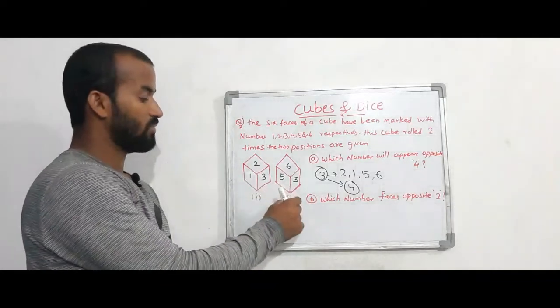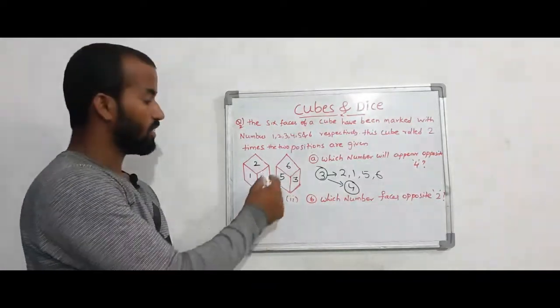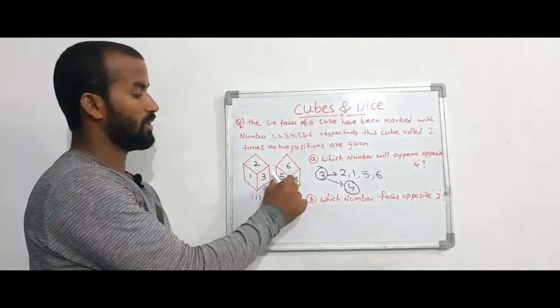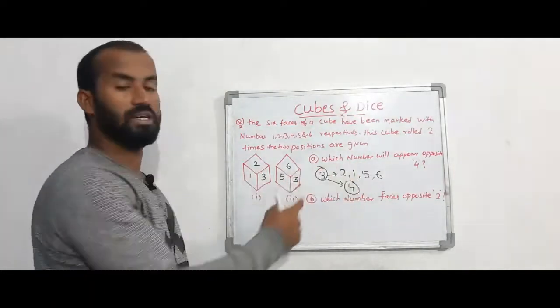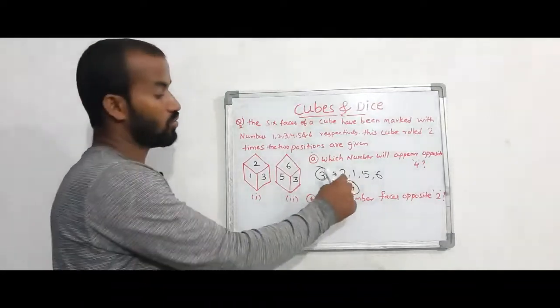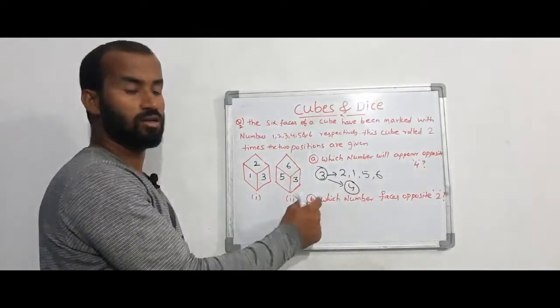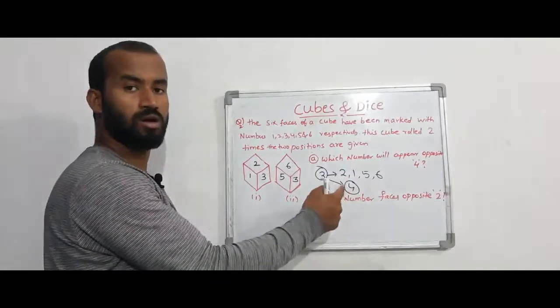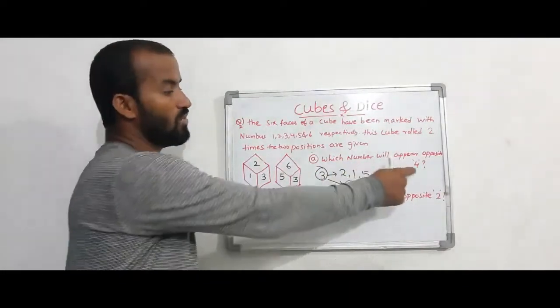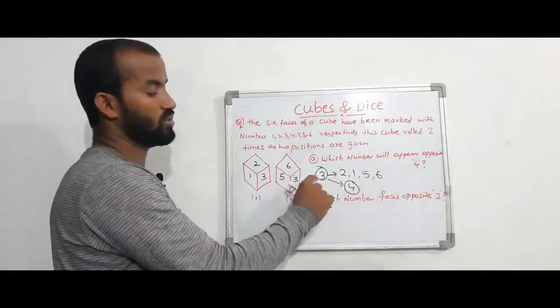What we did: from these two figures, what is common? 3 is common. I took 3. For 3, I found what and all adjacent. So 2, 1, 5, 6 are adjacent. So what is remaining? 4 is the remaining. So 4 will be the opposite of 3. So I want opposite of 4. So for opposite of 4, 3 is the answer.